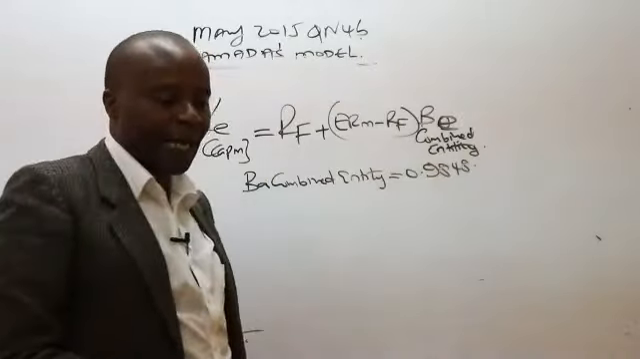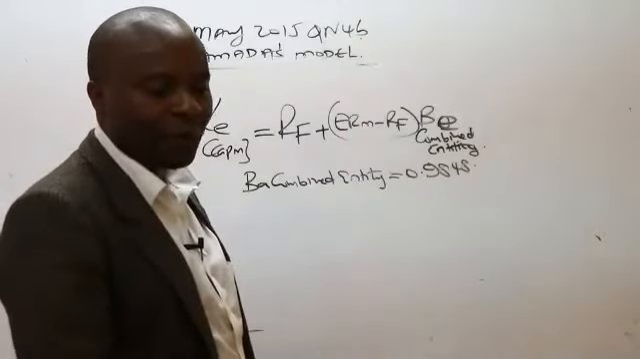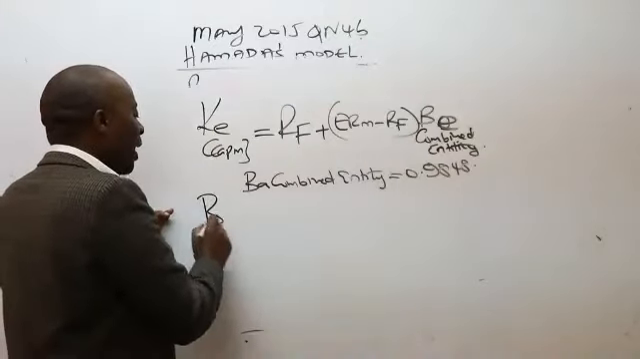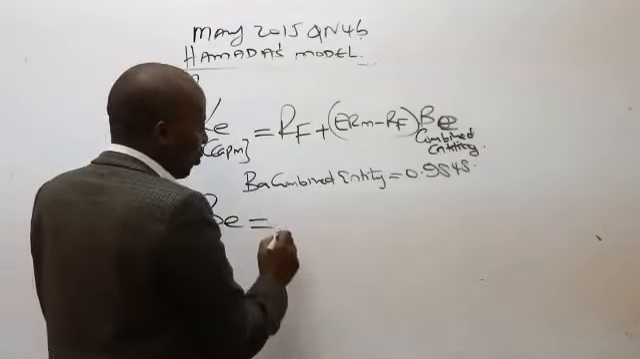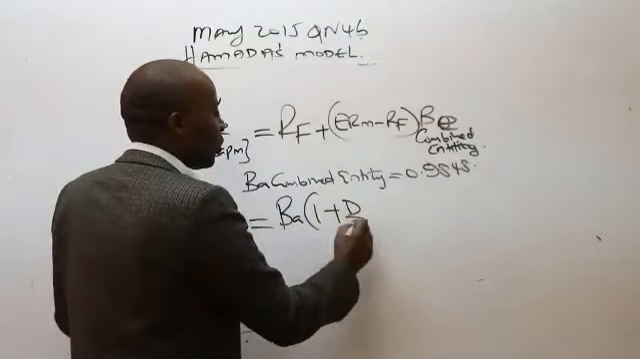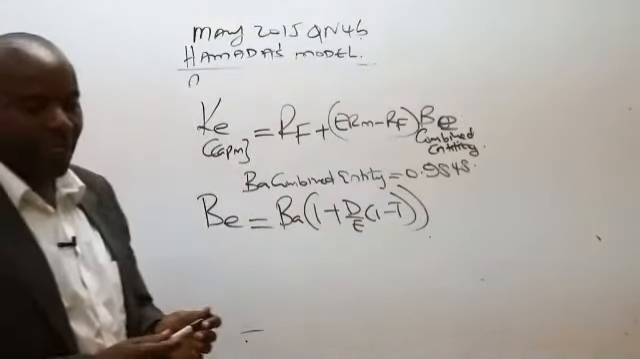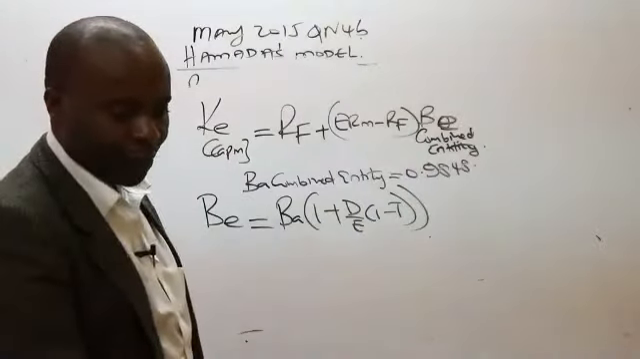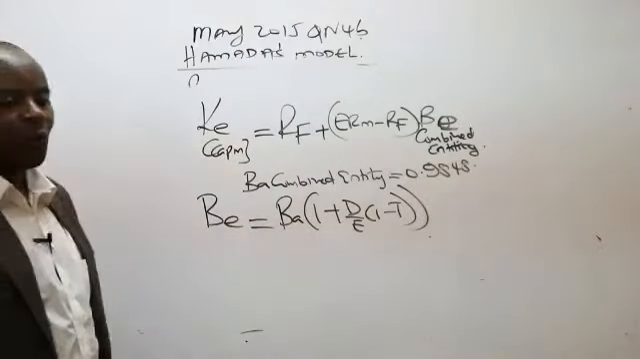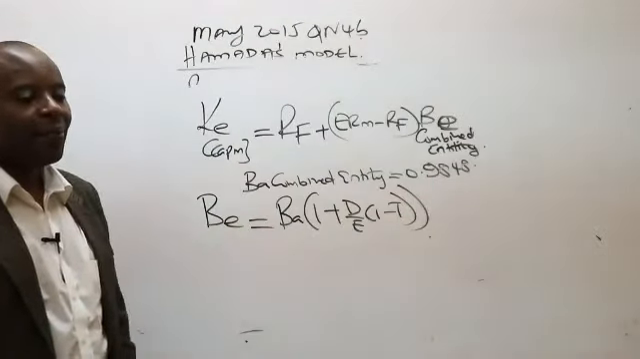So they're telling me, Mwalimu, use the Hamada's model, yes. So now I'm going to apply the Hamada's model. If it is the Hamada's model, I know that beta equity should be equal to beta assets into 1 plus debt over equity into 1 minus T. Beta equity equals beta assets into 1 plus debt over equity into 1 minus T.